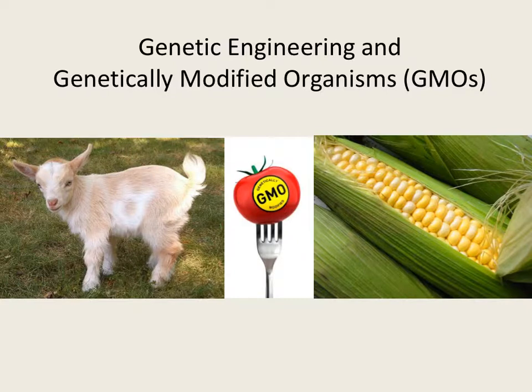Well, nowadays you can actually put genes into an organism that weren't necessarily there. So you have a modified goat, you have a genetically modified corn, and it doesn't take as long as selective breeding, but you get basically the same result.